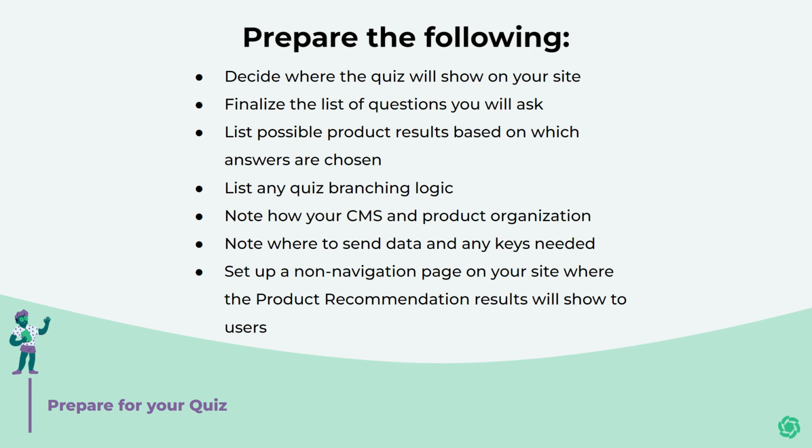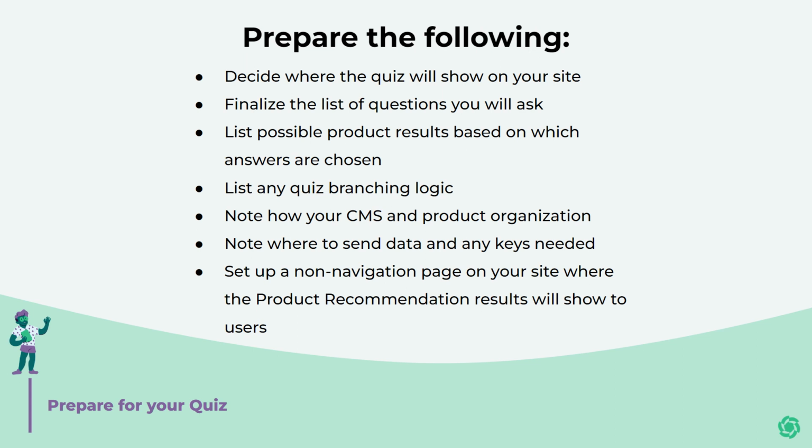After understanding your product organization, decide where you want to send the data you collect. Perhaps you already use MailChimp, HubSpot, or Klaviyo. Gather information on what platform you will send the data to, how that data should be organized, and any API keys or list IDs necessary to send data to that platform. Take the time to get this information as it will save you time in your quiz creation.